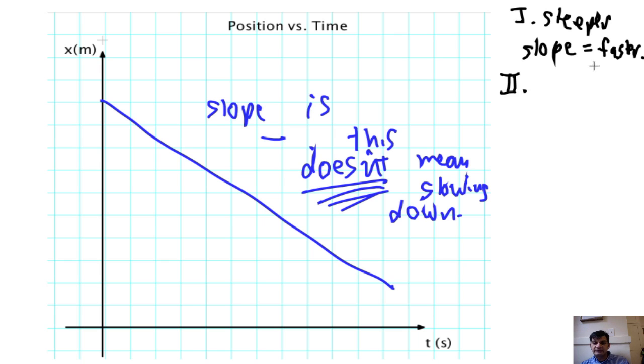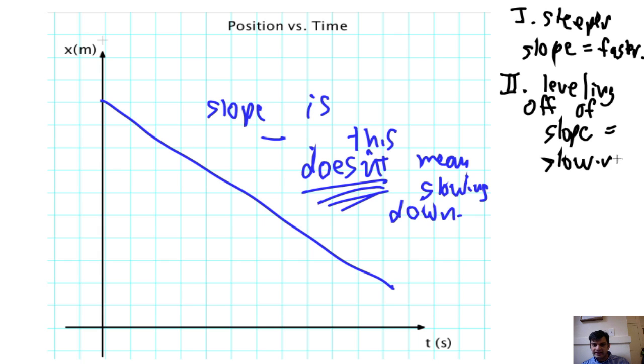Okay, so if I were to write a second point, I would say not steeper, whatever the opposite of steep is, leveling off. I'm sorry, that's such a bad word. Leveling off of slope means slowing down. So here's what I mean. This is a flat slope. So flat slope getting steeper is speeding up. I have a steep slope and it levels off. It's slowing down. That's the idea.